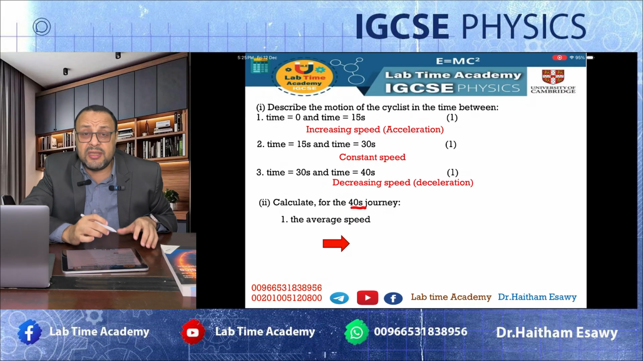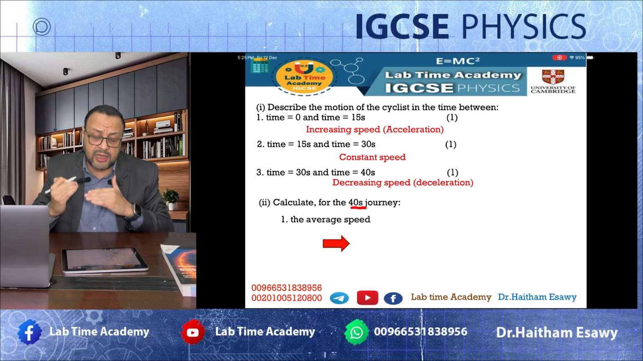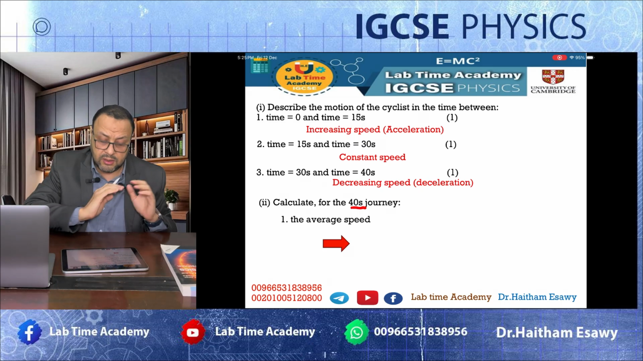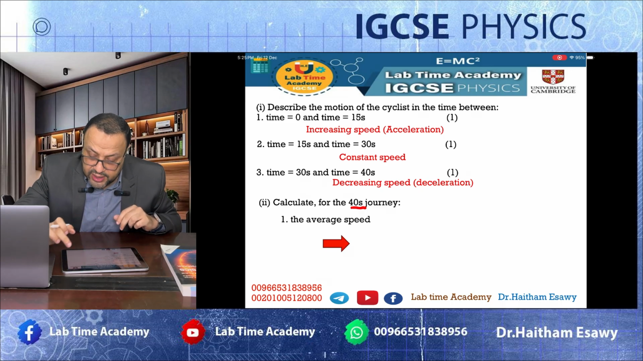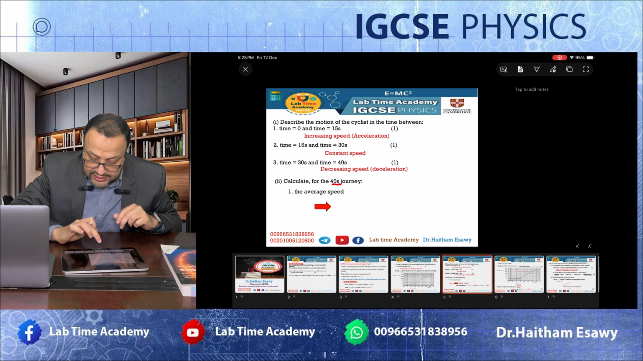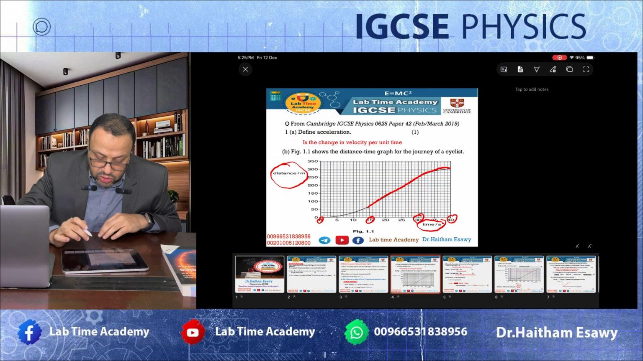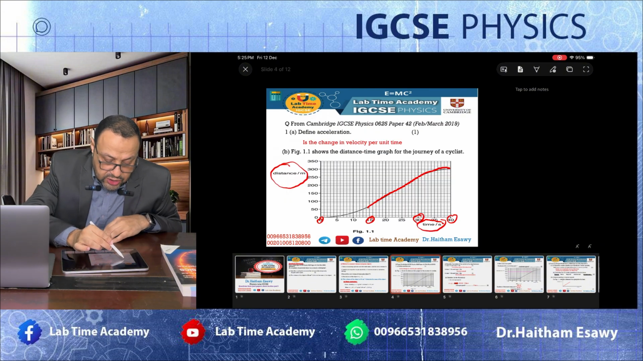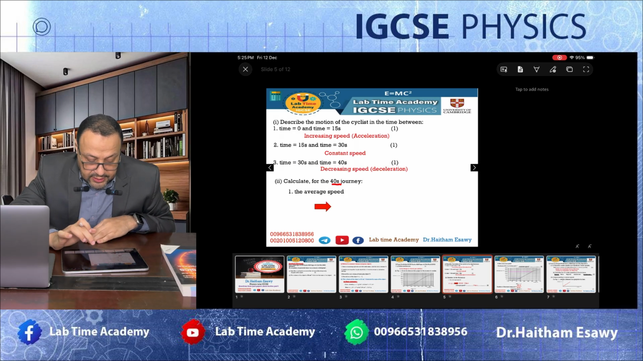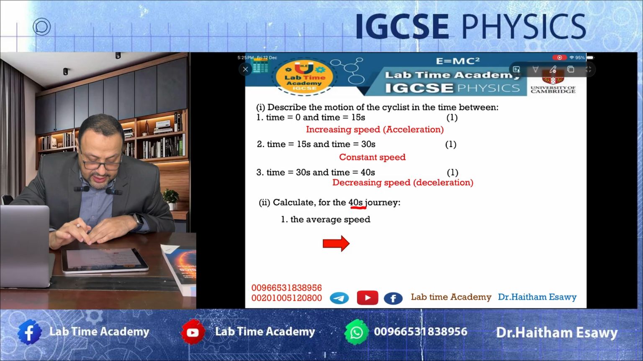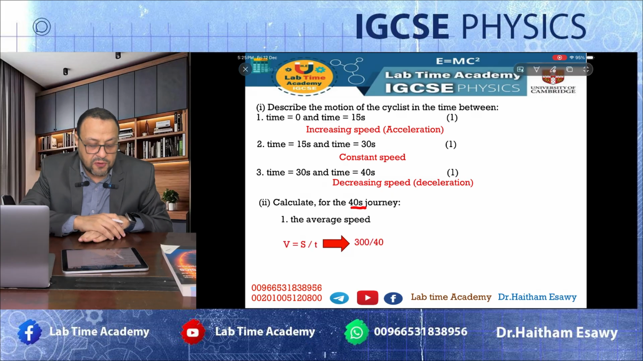Average speed equals total distance divided by total time, according to the new syllabus. So total distance from the graph, and total time. Total distance is what? It is 350. This will be the total distance, and here we have total time, which is 40. So total distance divided by total time.